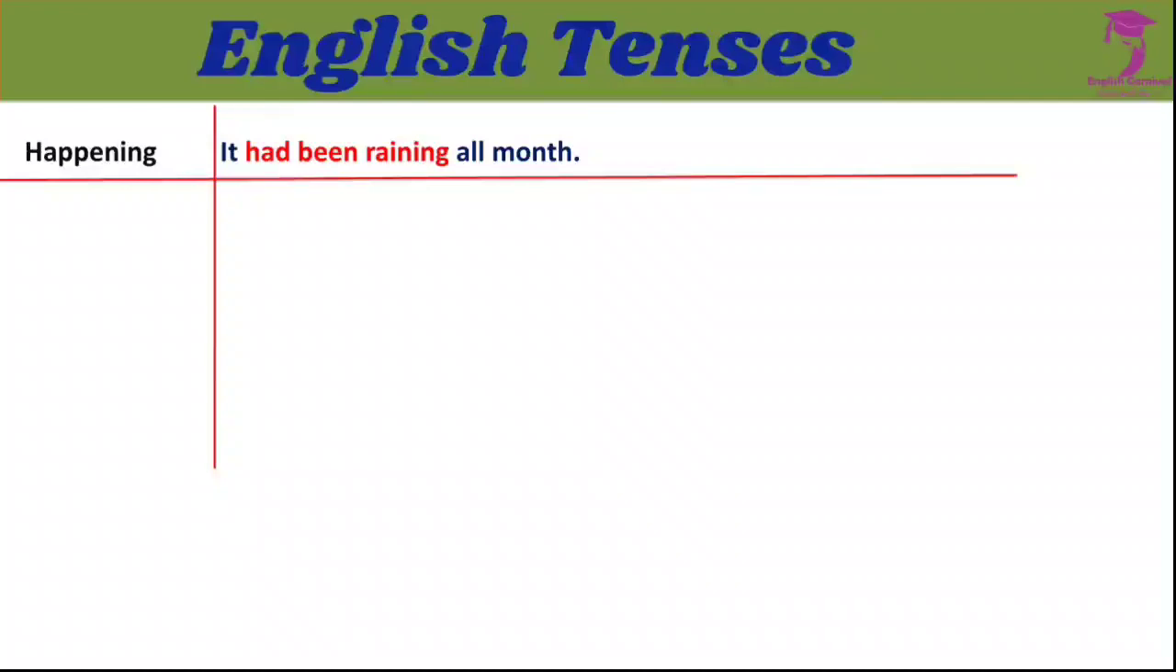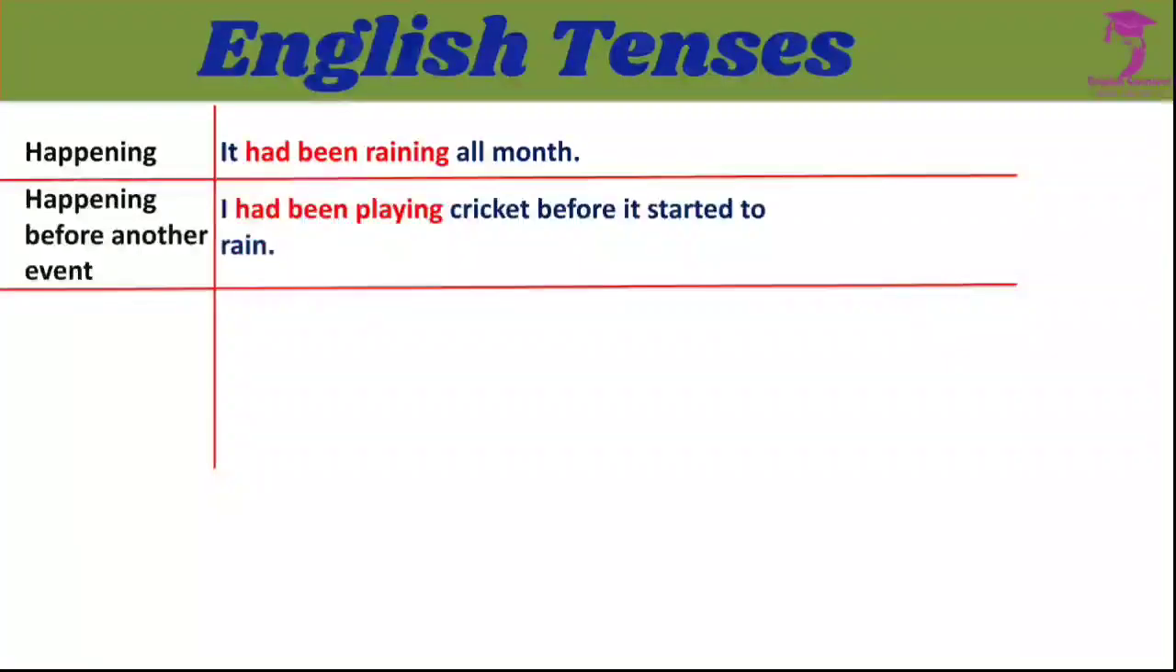So, at first, when we try to point out happenings that took place in the past, at that time we can make use of this tense. For example, it had been raining all month. It means the activity of raining was going on for the entire month, and for that reason we are supposed to make use of "had been raining".